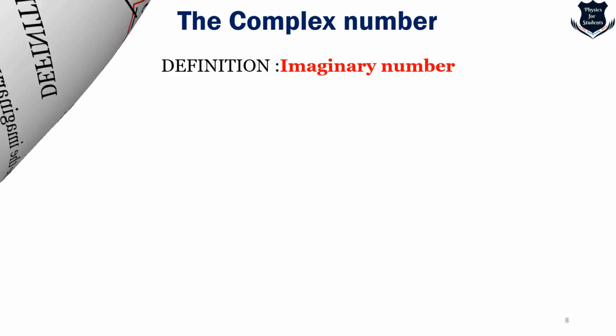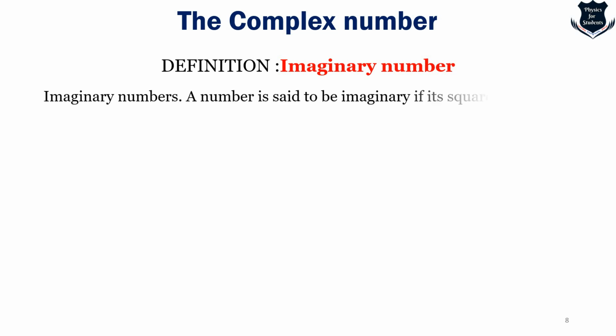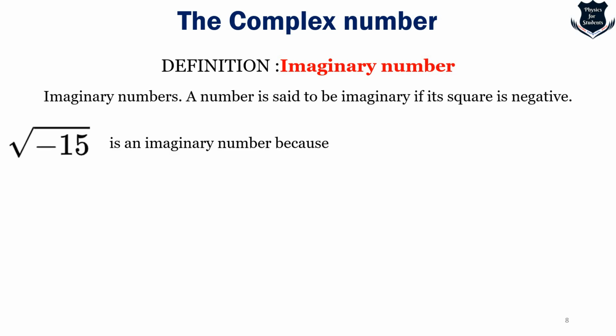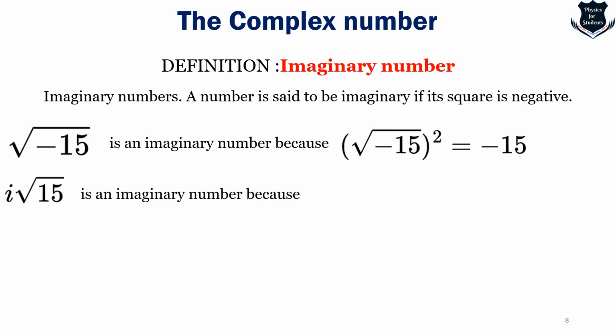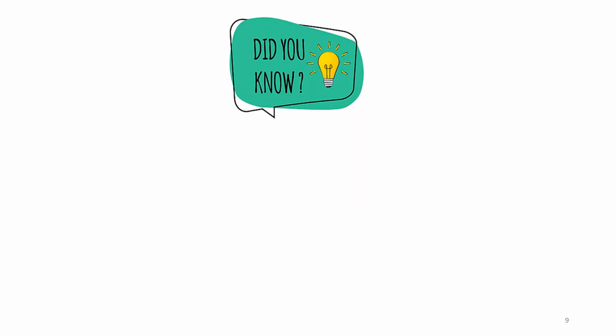Okay, so the definition of an imaginary number: a number is said to be imaginary if its square is negative, obviously. So the square root of minus 15 is an imaginary number. Why? Because its square leads to negative 15. If we do the further calculation, you see, we first take the square root, then the square root of i squared times 15, and it ultimately leads to -15. Now here comes a very interesting fact.